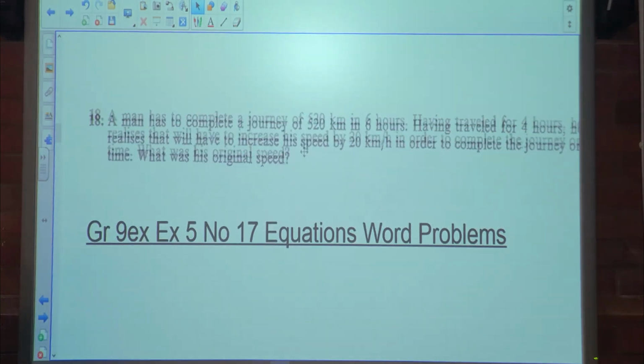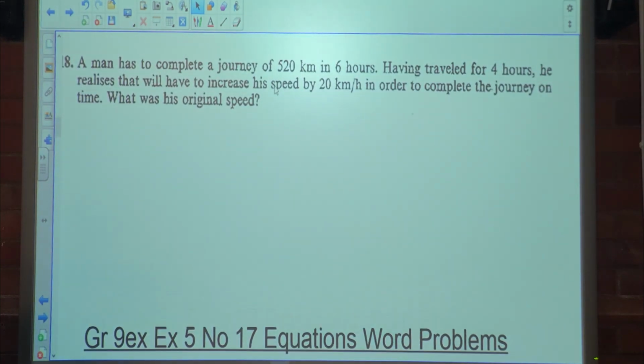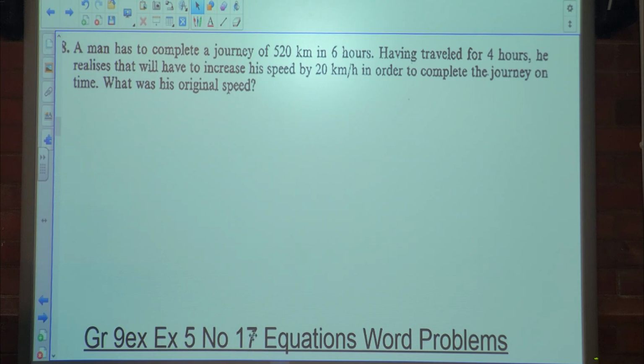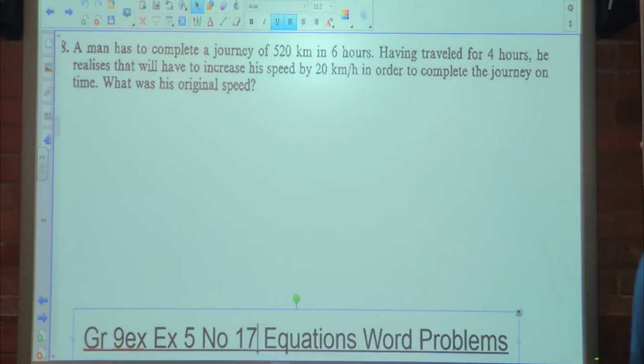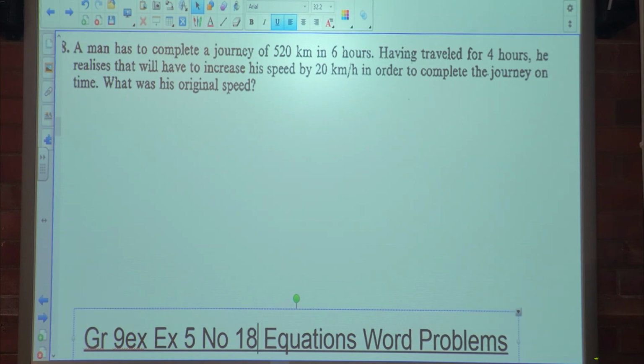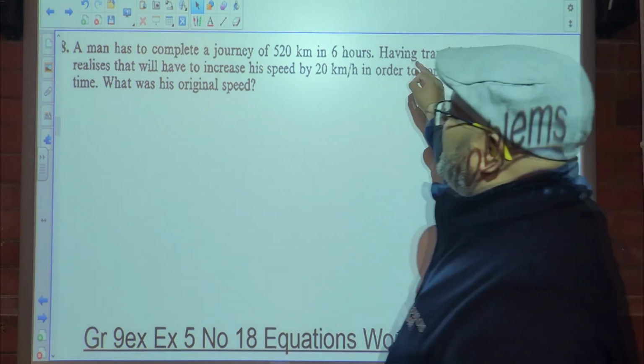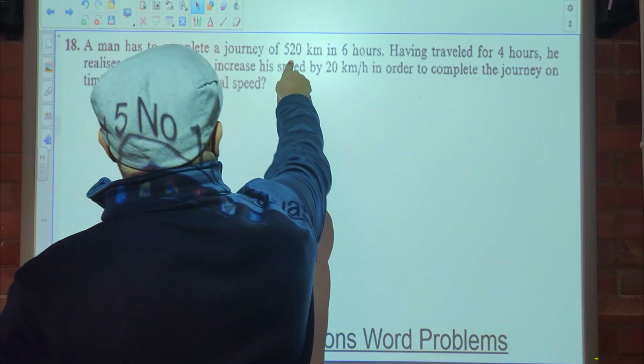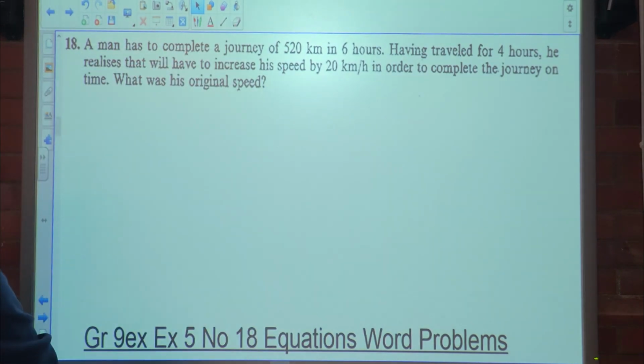People, let's look at number 18. For number 18, we are told that a man has to complete a journey of 520 kilometers in 6 hours. Having traveled for 4 hours, he realized that he will have to increase his speed by 20 kilometers an hour to complete the journey on time. What was his original speed?